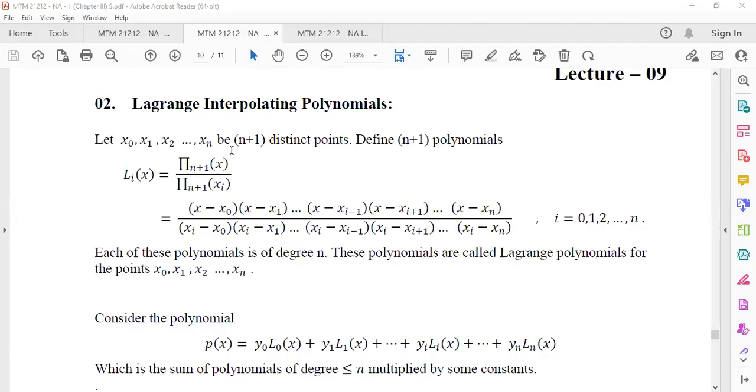Okay, let's begin again. If you have n plus 1 distinct points, you will have n plus 1 polynomials for these values. This is what we're going to study. L_i(x), sometimes some books use I_i(x) or anything. For interpolation they can use I, or L is for Lagrange's. According to that you can understand. So the product over n plus 1 points.